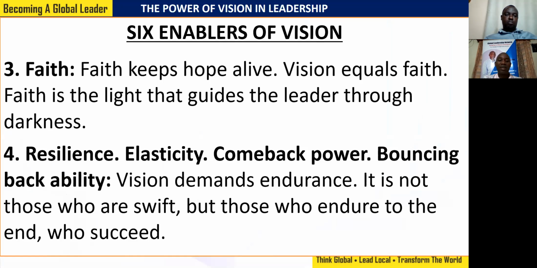And then the fourth enabler is resilience. The ability to be that elasticity, the comeback power, the bounce back ability. So vision will demand endurance. It's not those who are swift, but those who endure to the end that will succeed. So resilience is the ability to be stretched, the ability to even fail and come back, the ability to face challenges and be able to coil around, the ability to bounce back even when we are down on the ground. So these are key, especially now when we get to the practical arena of pursuing a vision, because we'll face challenges, yes, but how do we maintain resilience in us and also convey the same message of resilience to the people that we are leading?